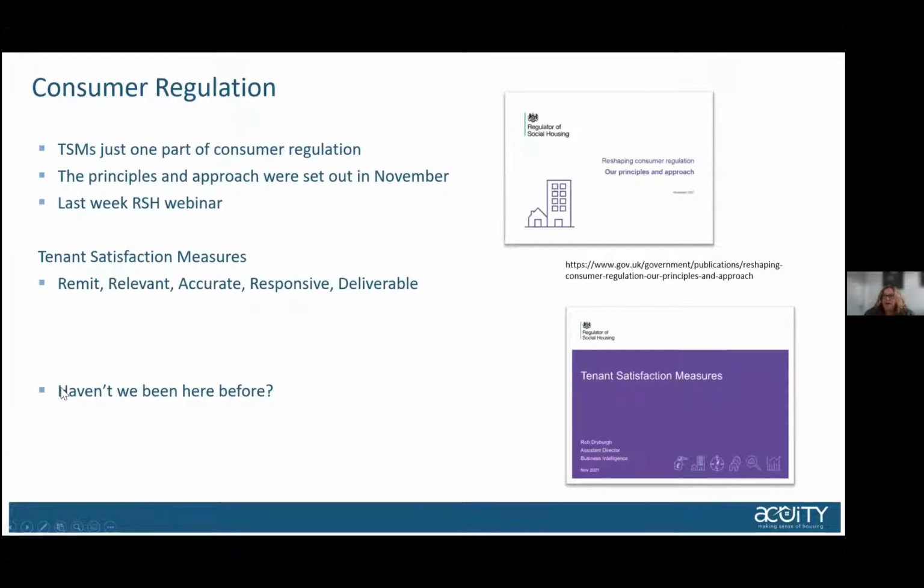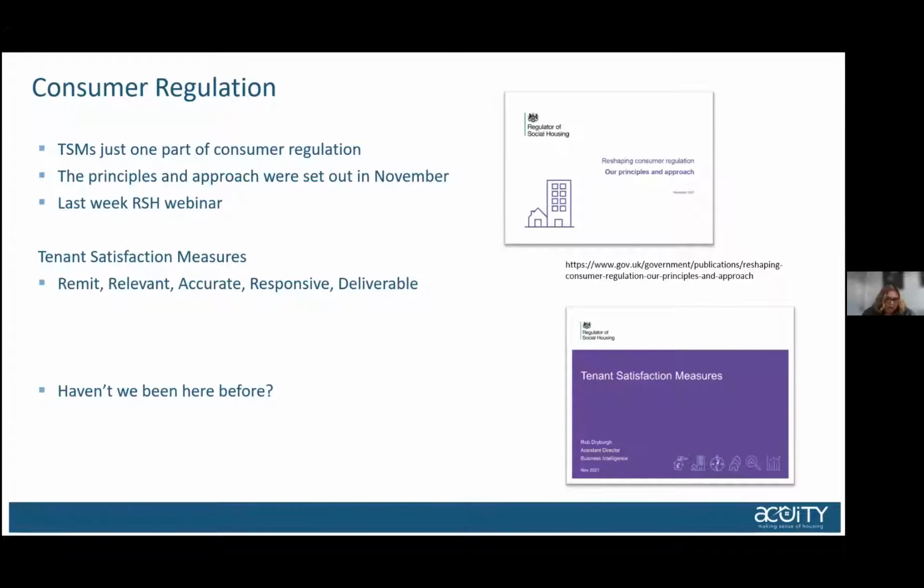So where are we at? Consumer regulation. I think it's really important not to lose sight that the TSMs are just one part of the new consumer standard. The development of them is running faster than the rest because there's no legislation needed. And in November, obviously, the document was set out by the regulator on the principles of their approach, which was the start of that process of consultation, with a full consultation due in the next couple of weeks.